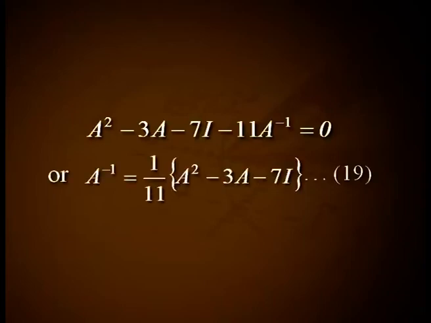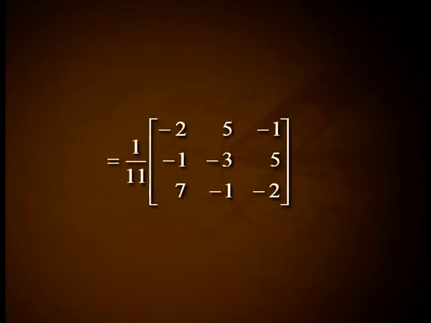Now, to evaluate A inverse, pre-multiply equation 18 by A inverse and get A square minus 3 into A minus 7 into I minus 11 into A inverse equal to 0, or A inverse equal to 1 by 11 into (A square minus 3 into A minus 7 into I), equation 19, which is equal to 1 by 11 into matrix minus 2 5 minus 1 minus 1 minus 3 5 7 minus 1 minus 2 on substitution and simplification.